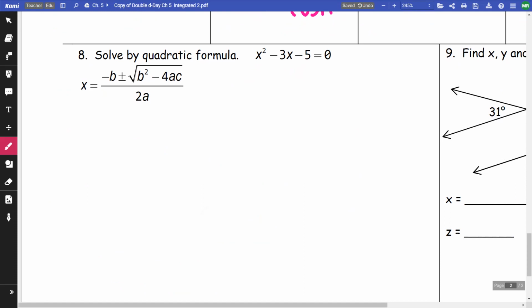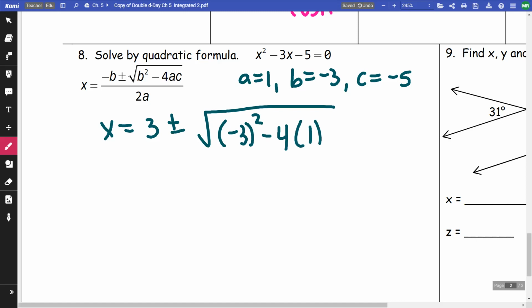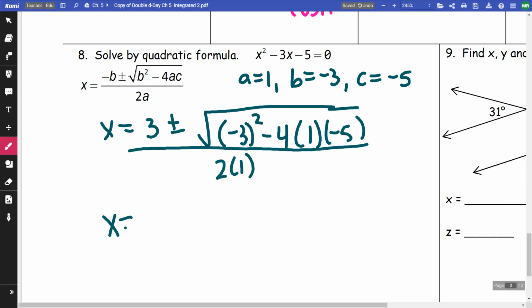Number 8, we're going to use quadratic formula. So my A is 1, my B is -3, and my C is -5. So when it says negative B, that means make my B opposite. So that means it's going to be a +3 plus or minus the square root of -3 squared. Notice I'm putting that -3 in parentheses and the square outside, minus 4 times my A, which is 1, and my C, which is -5, all over 2 times my A, which is 2. So I'm going to have 3 plus or minus the square root.